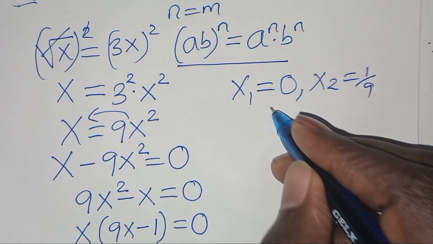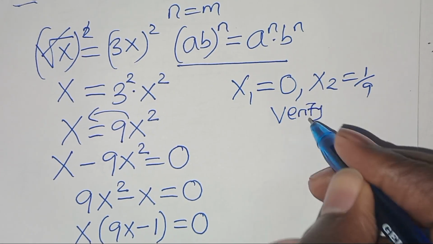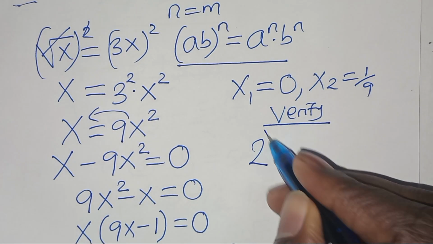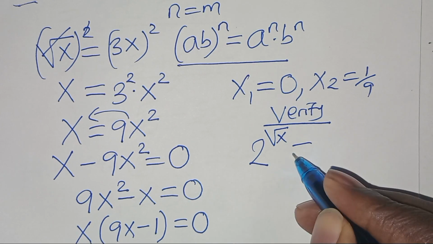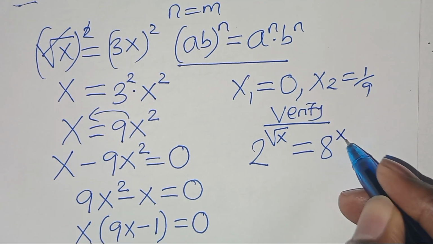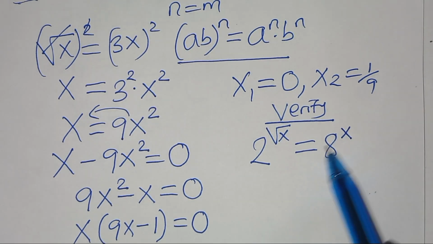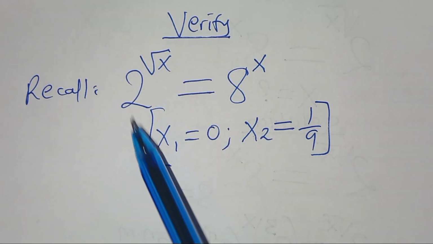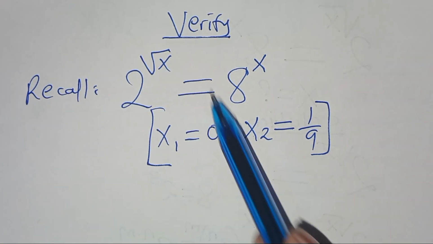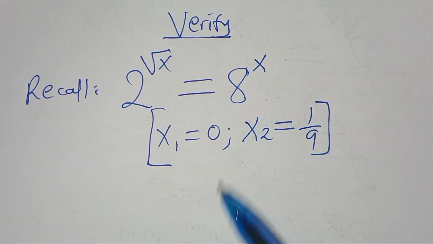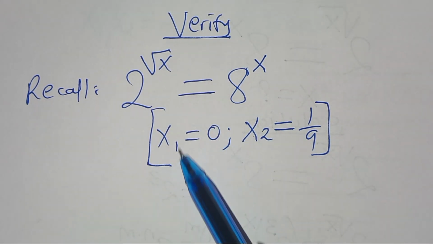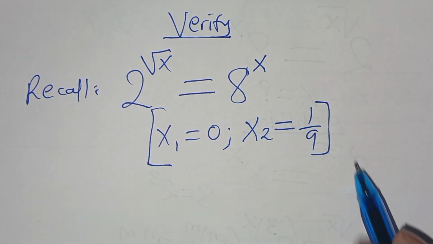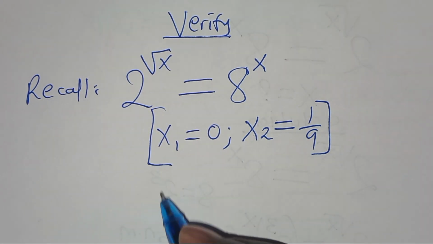So let's verify here. Now, if you recall, we have that 2 to power square root of x is equal to 8 to power x. So let's substitute the values of x here. Now, let's verify that x1, which is equal to 0, and x2, which is 1 over 9, satisfy the equation. Let's start with x1, which is equal to 0.